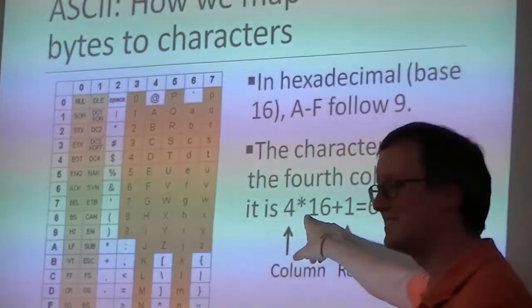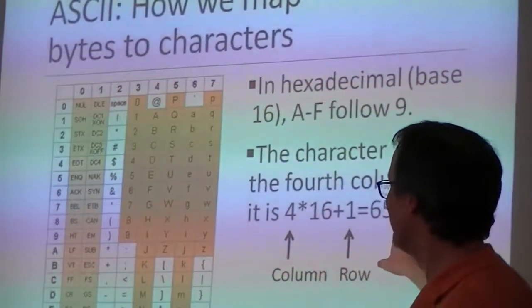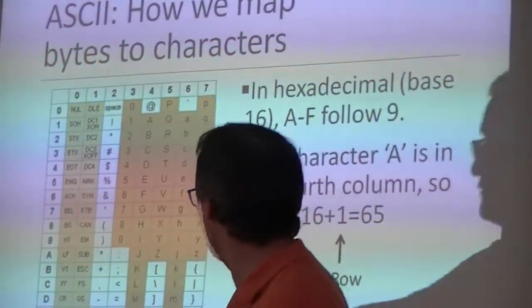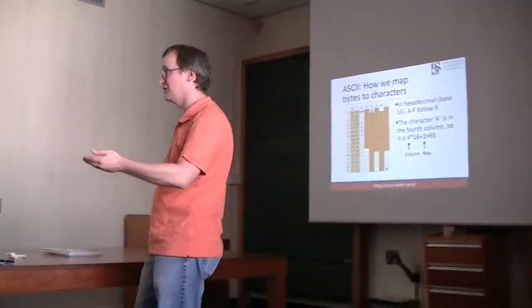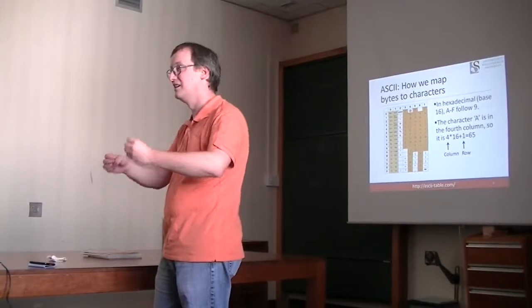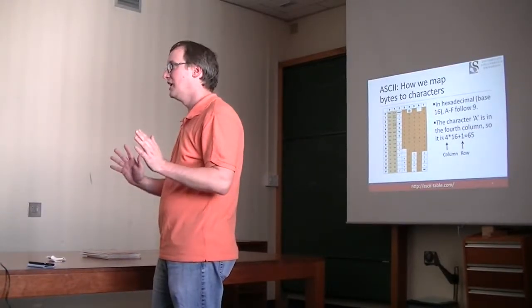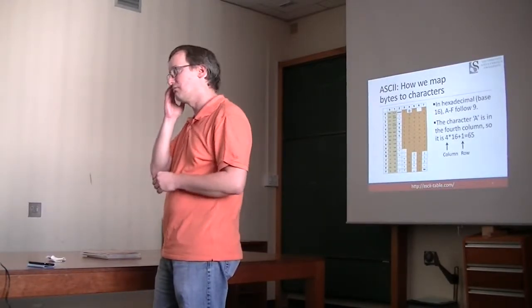64, very nice. 64 plus 1 is? 65. So just by looking at this table, you're able to jump directly to the numerical representation for a particular letter in ASCII, the most standard way of representing letters and numbers.